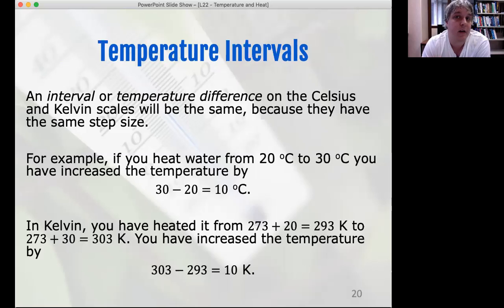So it's important to realize when you're working through a problem or looking at a scenario, whether you are talking about an actual temperature, a temperature reading off the scale, in which case you will need to convert between Celsius and Kelvin, or whether you're talking about a temperature interval, a temperature difference, how much a temperature has changed by, in which case you don't need to convert. The Celsius and Kelvin values will be exactly the same for that difference. That's an important step. Hopefully it will become clearer as you start working through some examples, but it is something to keep in mind.